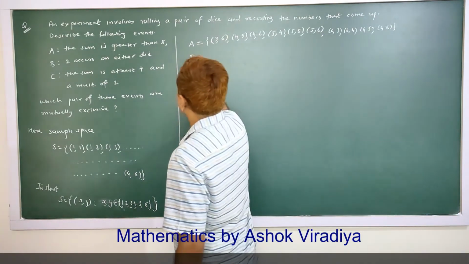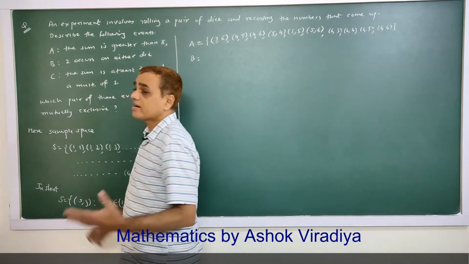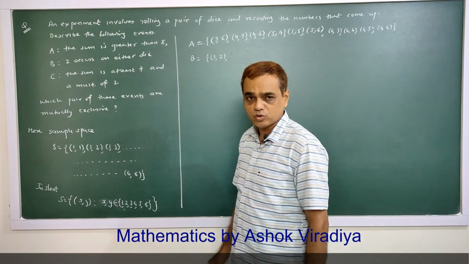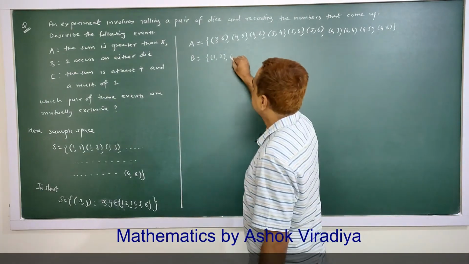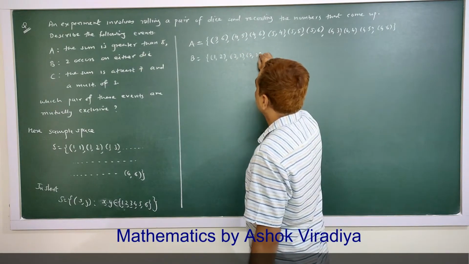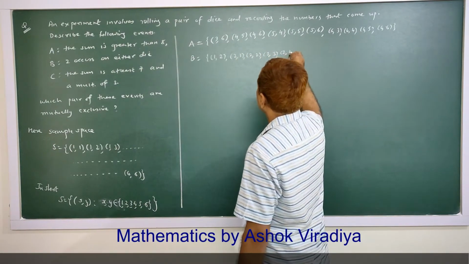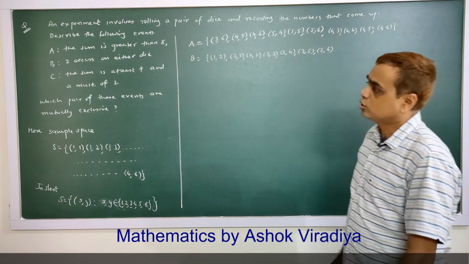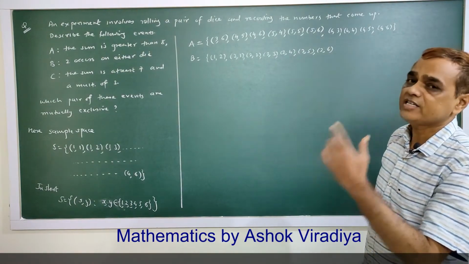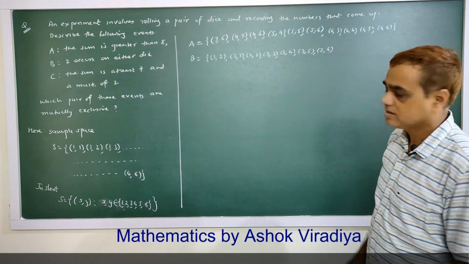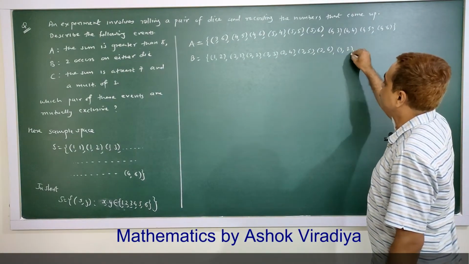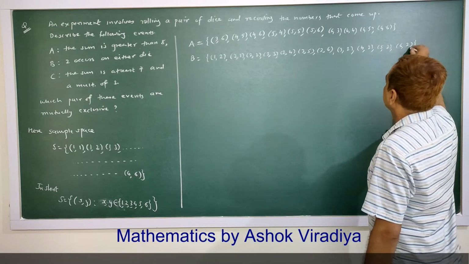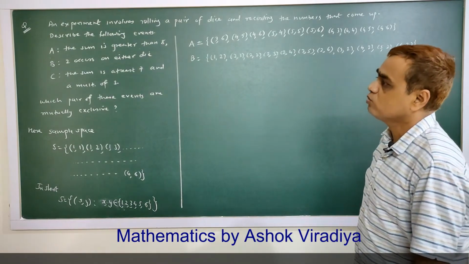Event B. 2 occurs on either die. In the first line, 1 2, where 2 is in the second place. Now in the second line, 2 1, 2 2, 2 3, 2 4, 2 5, 2 6. 2 occurs on either die, that means at least one time 2 appears. Then in the third line, only one element, 3 2, fourth line 4 2, fifth line 5 2, sixth line 6 2. So 2 occurs on either die.